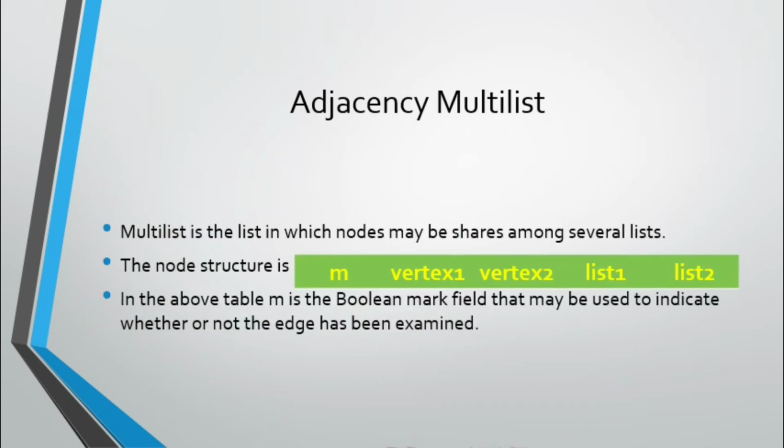The final concept is adjacency multilist. So what is adjacency multilist? Adjacency multilist is a list in which nodes may be shared among several lists. So you need to understand the node structure here. It consists of M, vertex 1, vertex 2, list 1, and list 2. Now what do these stand for? M is the visited mark.